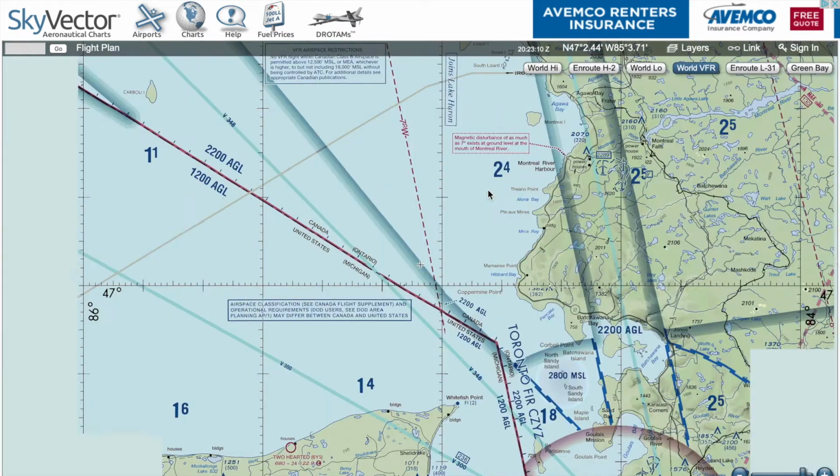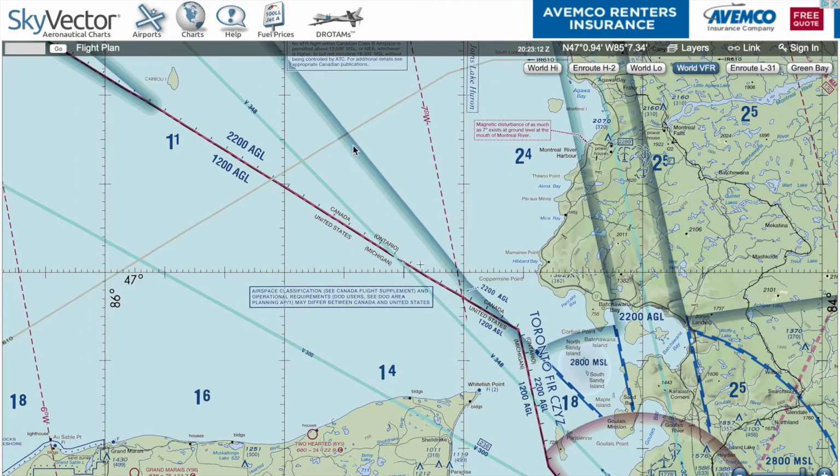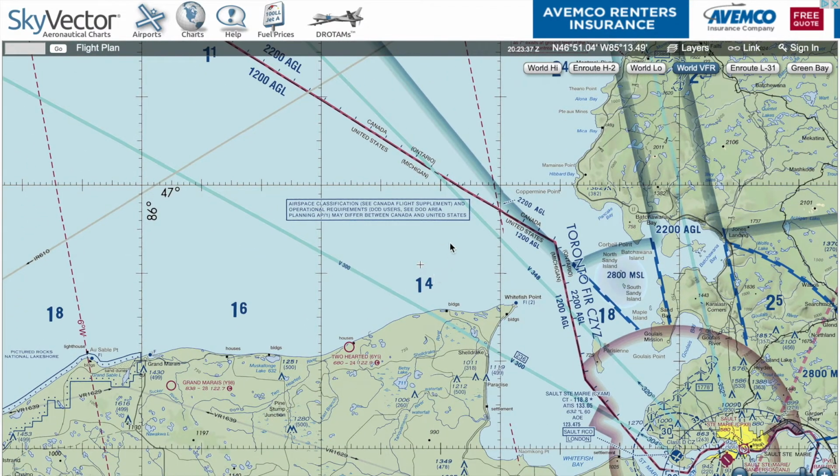And zoom in. And this blue shading, see how it shades this way? And we actually have some more here shading in this direction. Now remember, Class E airspace is still considered controlled airspace. Class G is not. Class G is typically always found near the surface.